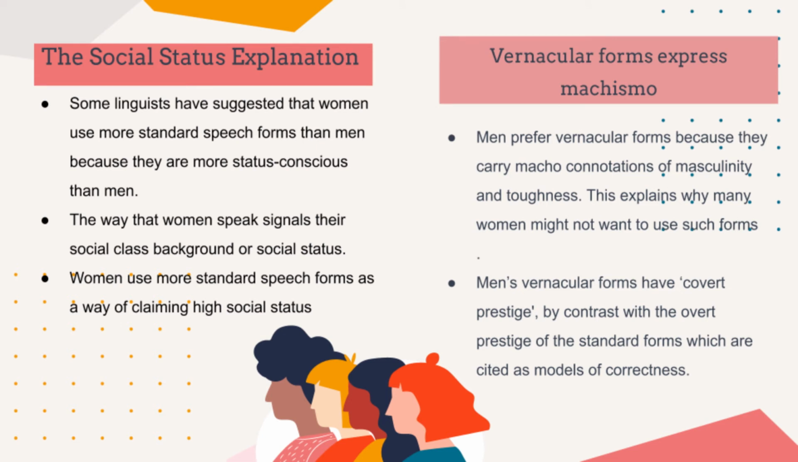And then the fourth one is vernacular forms express machismo. Men prefer vernacular forms because they carry macho connotations of masculinity and toughness. This explains why many women might not want to use such forms. Men's vernacular forms have covert prestige, by contrast with the overt prestige of standard forms which are cited as models of correctness.